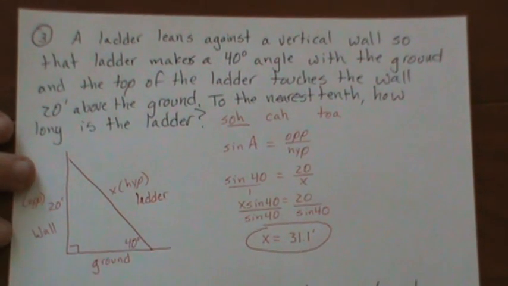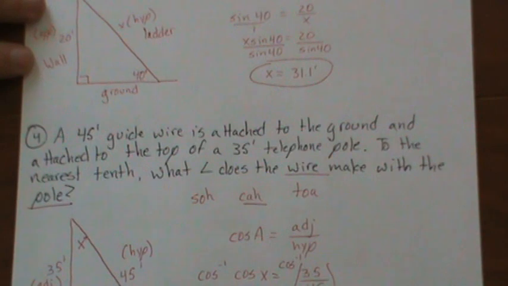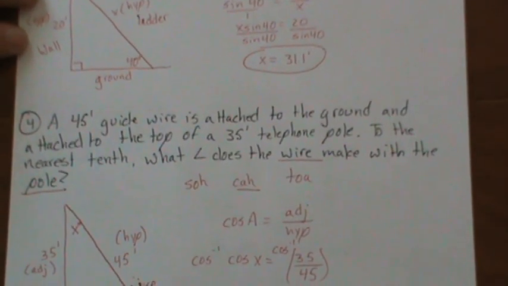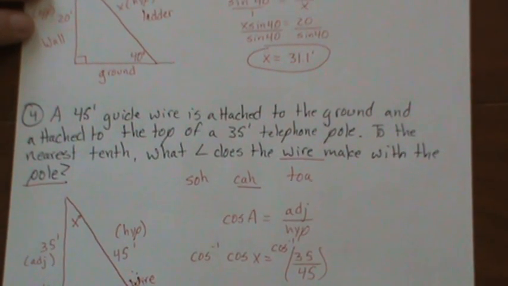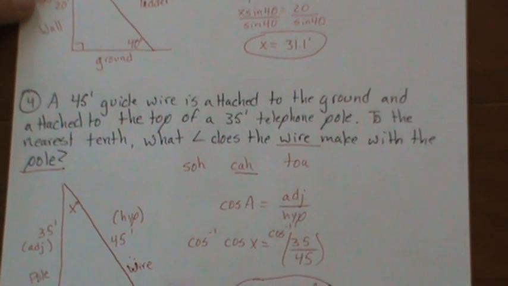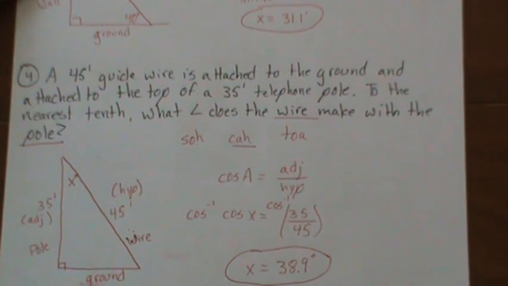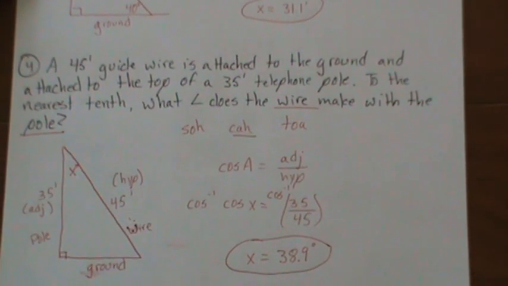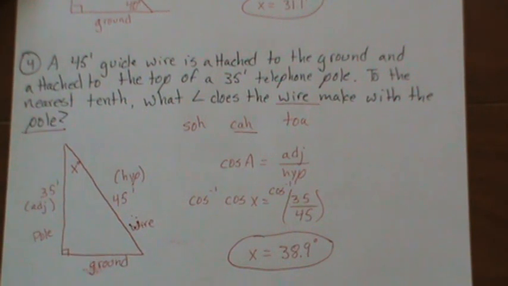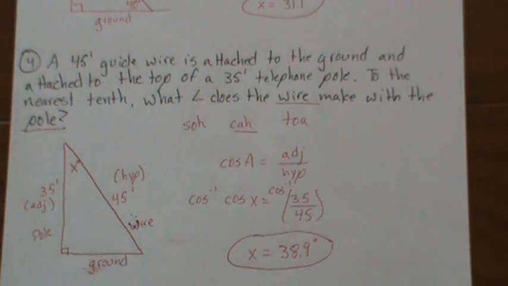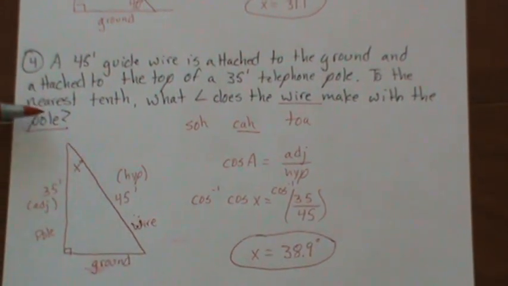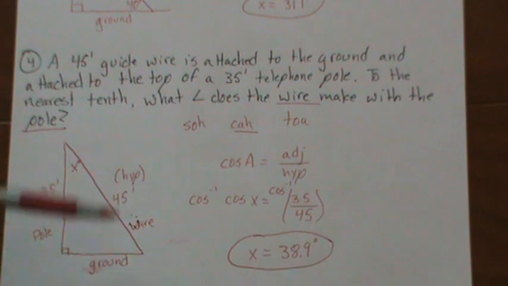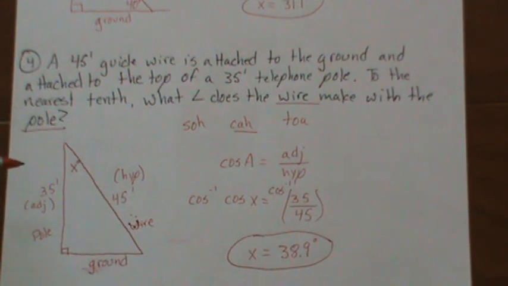The last problem on the quiz said that a 45-foot guide wire is attached to the ground and attached to the top of a 35-foot telephone pole. To the nearest tenth, what angle does the wire make with the pole? I underlined wire and pole there because it's important to know where to put our x for the angle. Again, ground's horizontal, our pole's vertical, and our wire is going to go diagonally. If you don't draw a reasonable diagram, you're going to have a very difficult time solving these problems correctly.